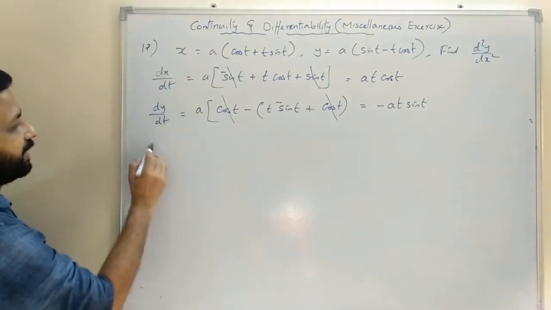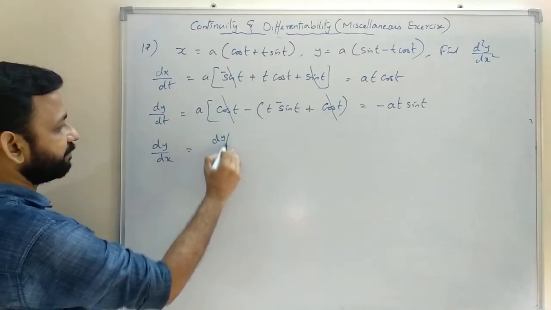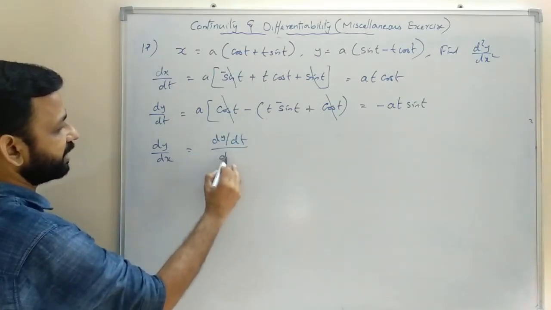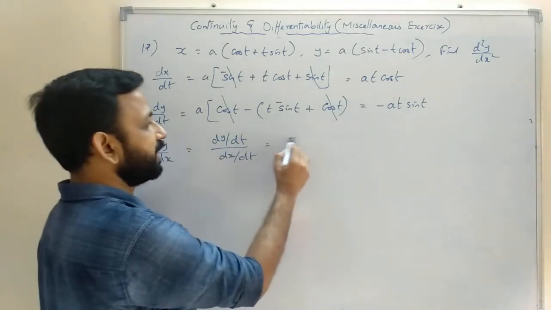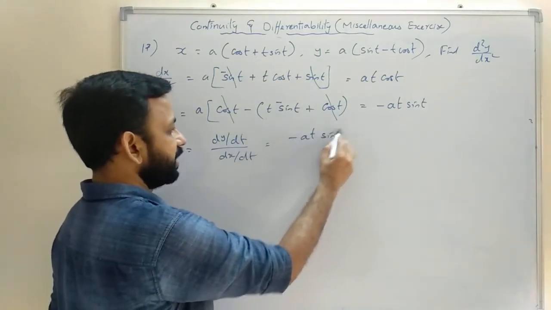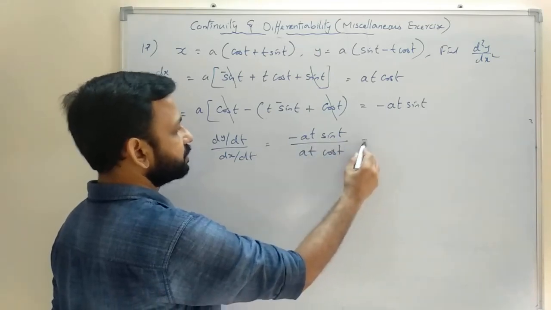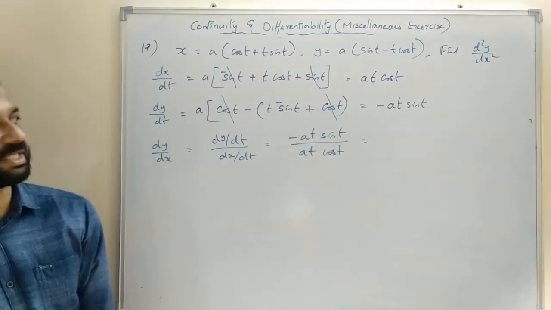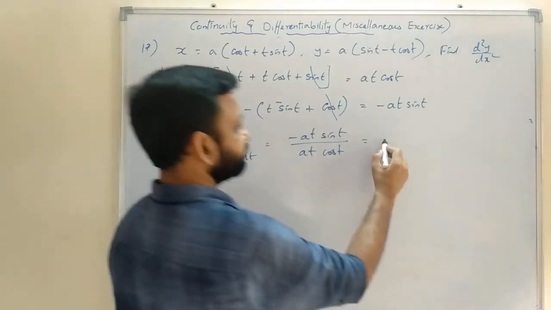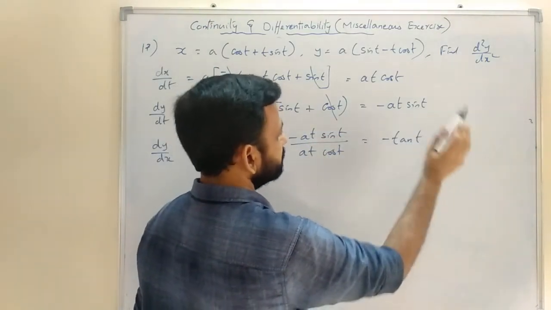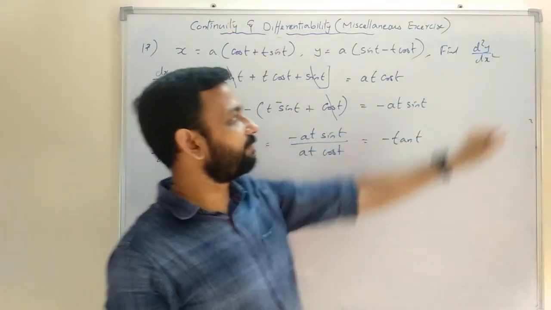Now we can find dy by dx. dy by dx is equal to dy by dt divided by dx by dt. So dy by dt, that is minus a t sin t divided by a t cos t. So a t cancel now. Then sin t upon cos t, that is minus tan t. So that is dy by dx. We need to find d square y by dx square.